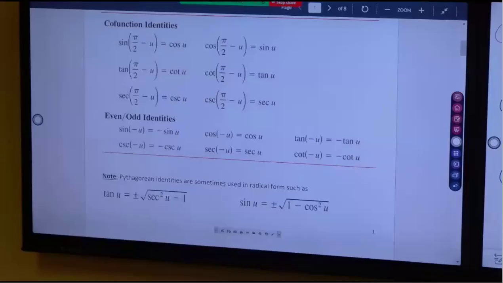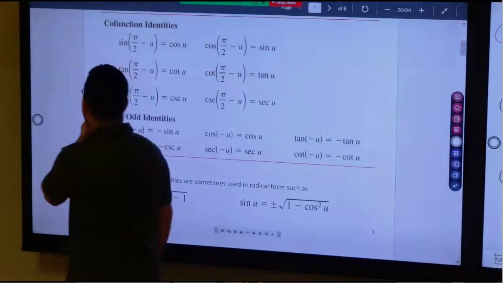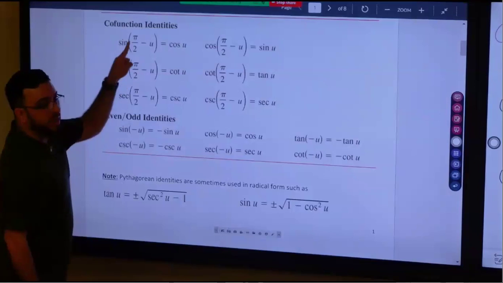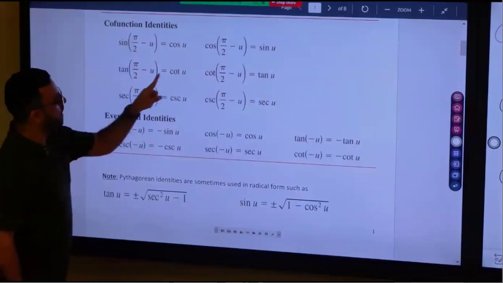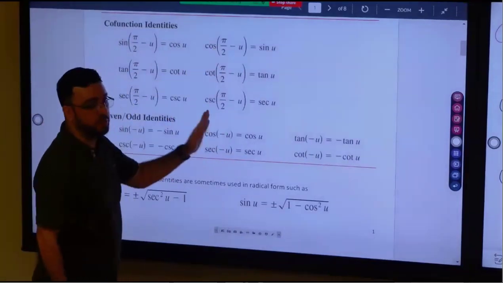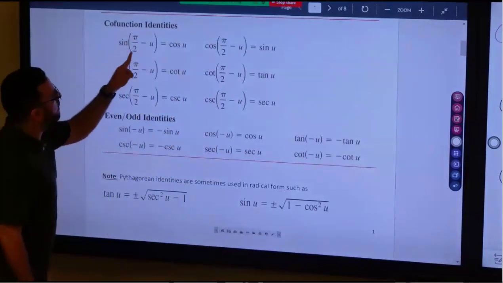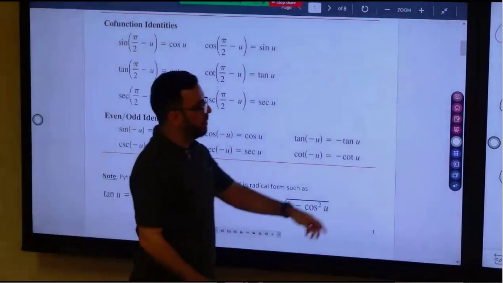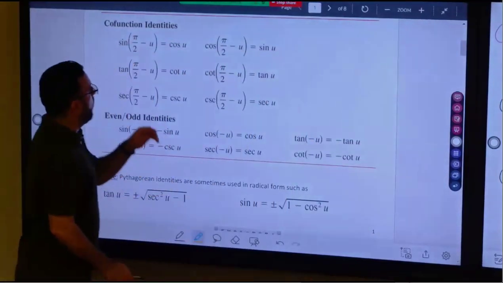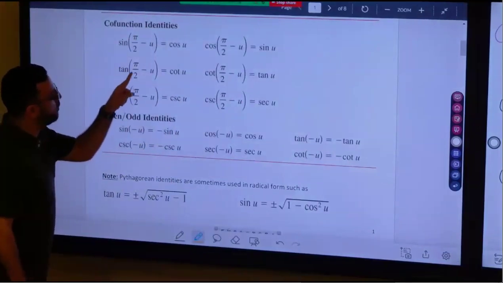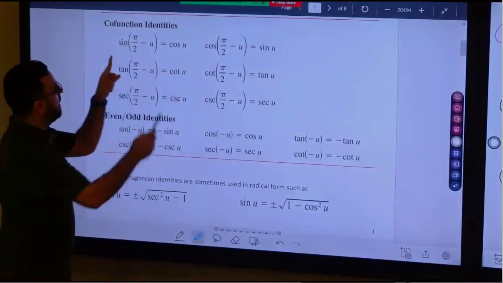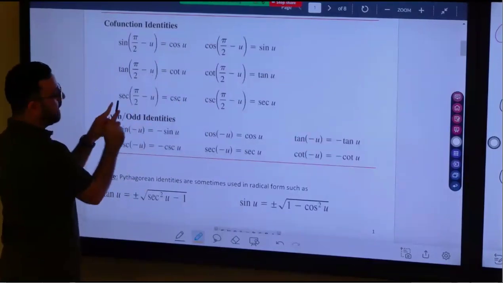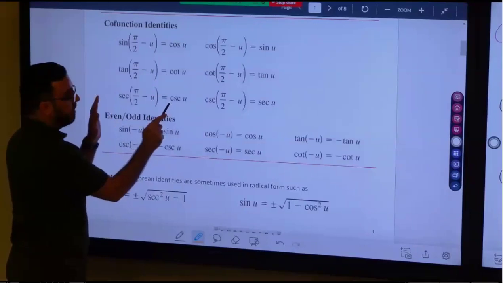Next rules, it says what? Every time when you see the angle here, it's pi over 2, pi over 2, pi over 2, pi over 2. So everything is pi over 2. When you see sine pi over 2 minus u, is going to be what? Cosine u. When you see tangent pi over 2 minus u is going to be cotangent. Sine with the cosine. Tangent with cotangent. Secant with cosecant. You got it?